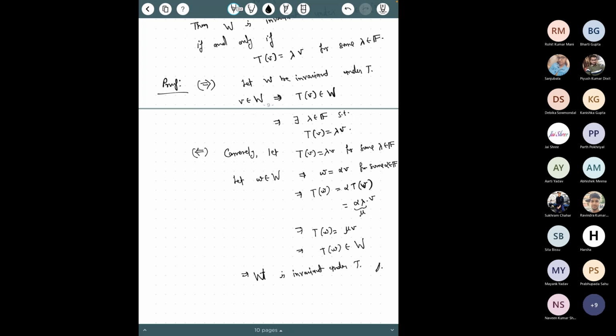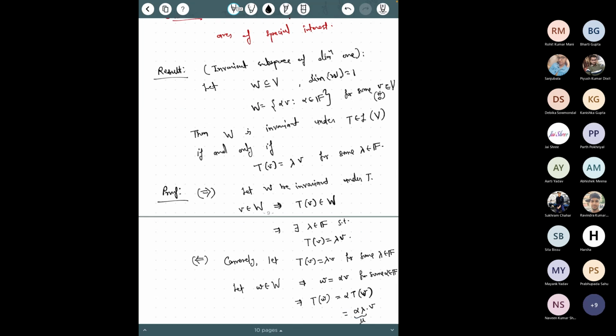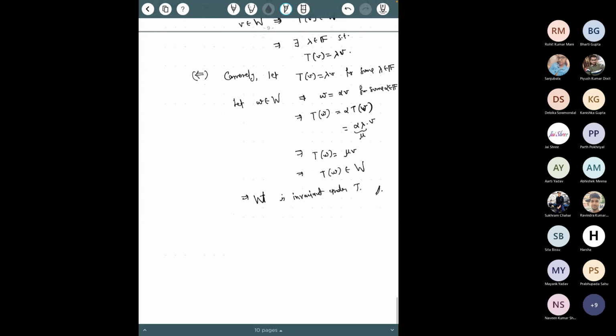So what I want to say from this result is that any one-dimensional subspace is invariant under T if this kind of expression is satisfied. That means for a non-zero vector v in W, T of v is equal to lambda times v for some scalar lambda. And this expression, have you seen this kind of expression somewhere? T of v is equal to lambda times v. Yes, sir, eigenvalues, eigenvectors. In the definition of eigenvalue, eigenvectors, you see this kind of thing. So this gives us a motivation now to define eigenvalue, eigenvectors.